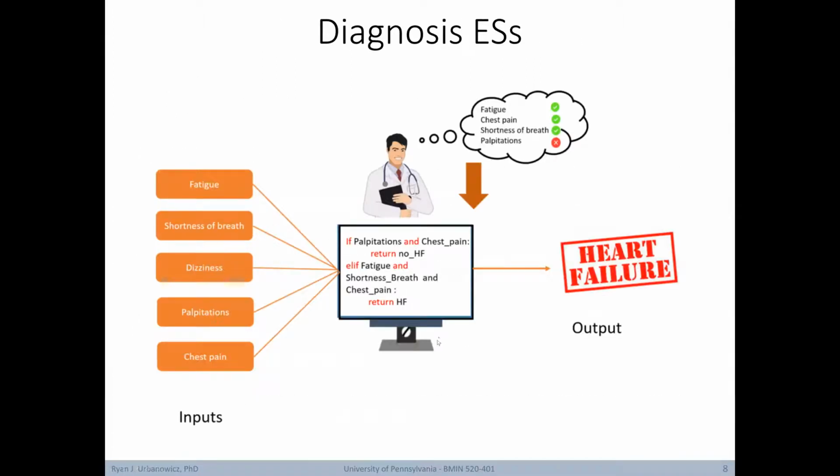This incredibly early example effectively lays out a blueprint for what is today a modern diagnosis expert system, where a clinician or user can put in symptoms as inputs, which can trigger certain rules in an expert system, leading to an output of a diagnosis.